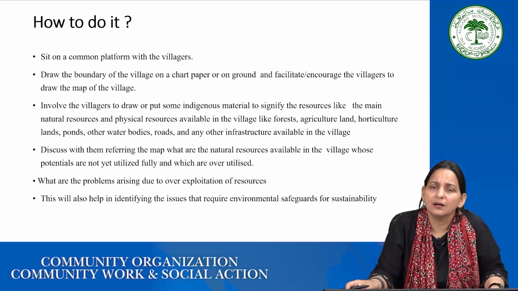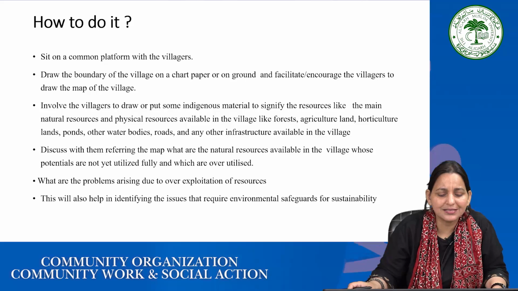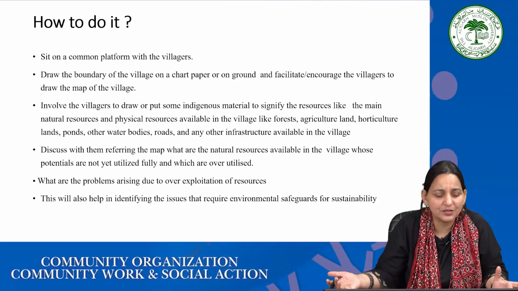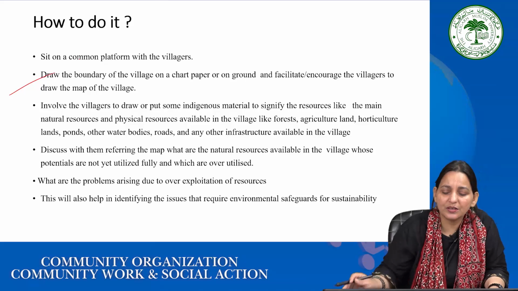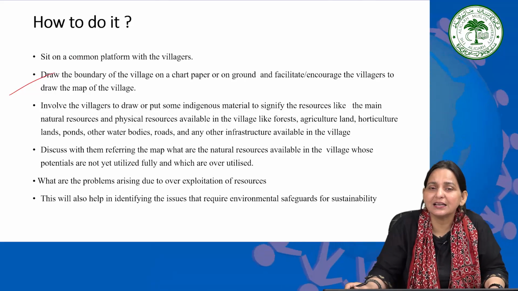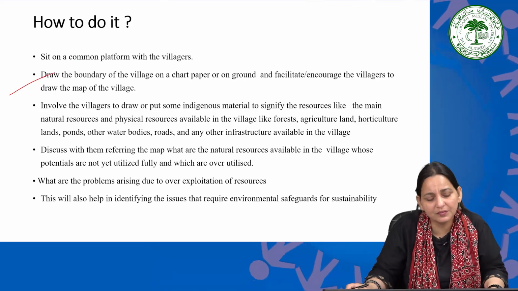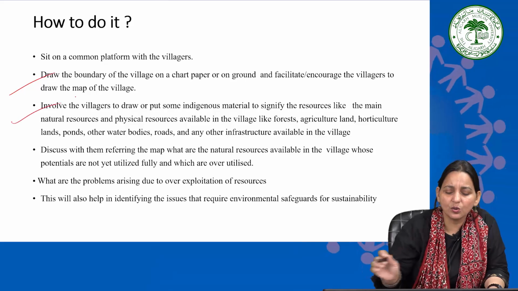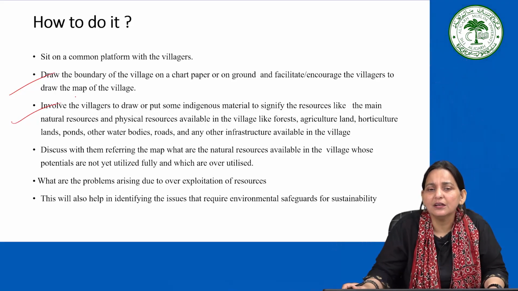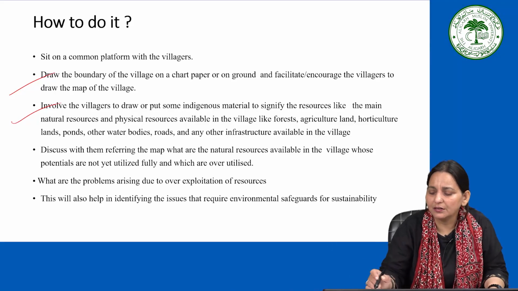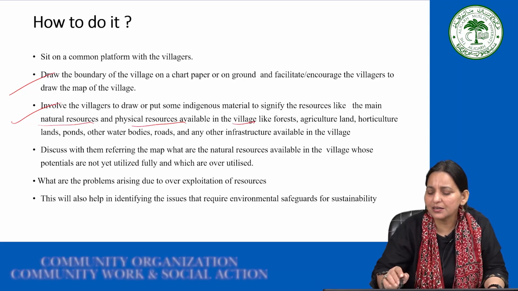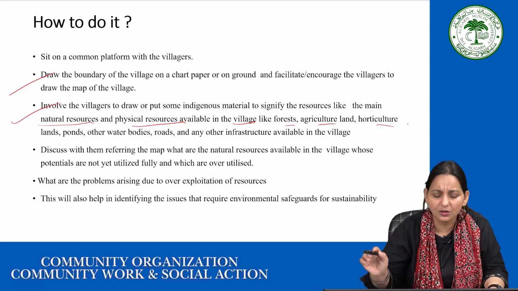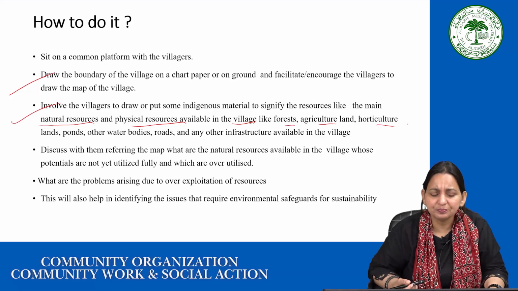How to do this resource mapping? Set a common platform with the villagers, as mentioned in social mapping as well. Draw the boundary of the village on chart paper or on the ground, and encourage the villagers to draw the map of the village. Involve the villagers to draw or put some indigenous material to signify the main natural and physical resources available in the village, like forest, agriculture, land, horticulture and so on.